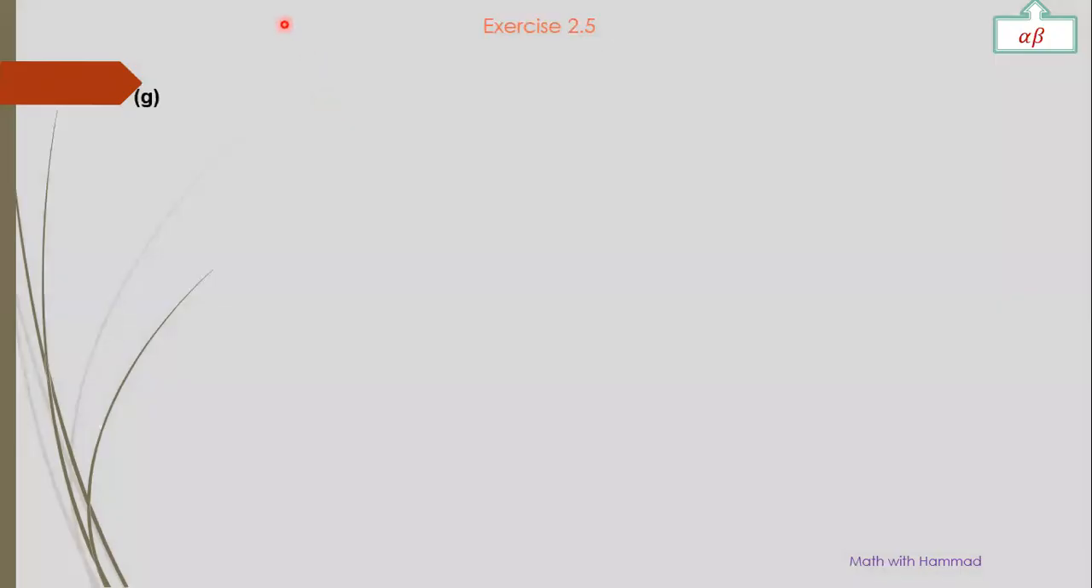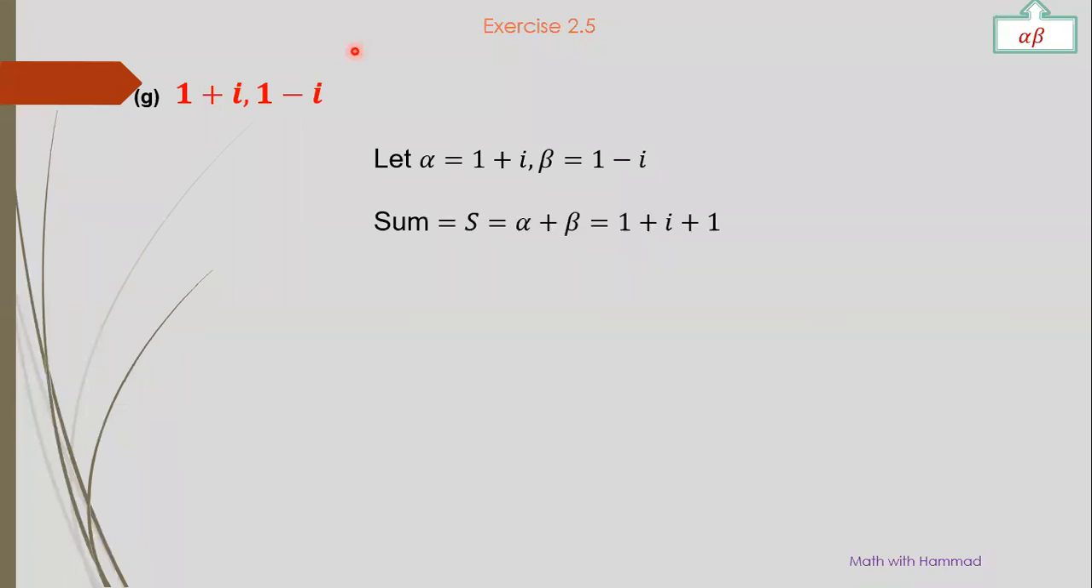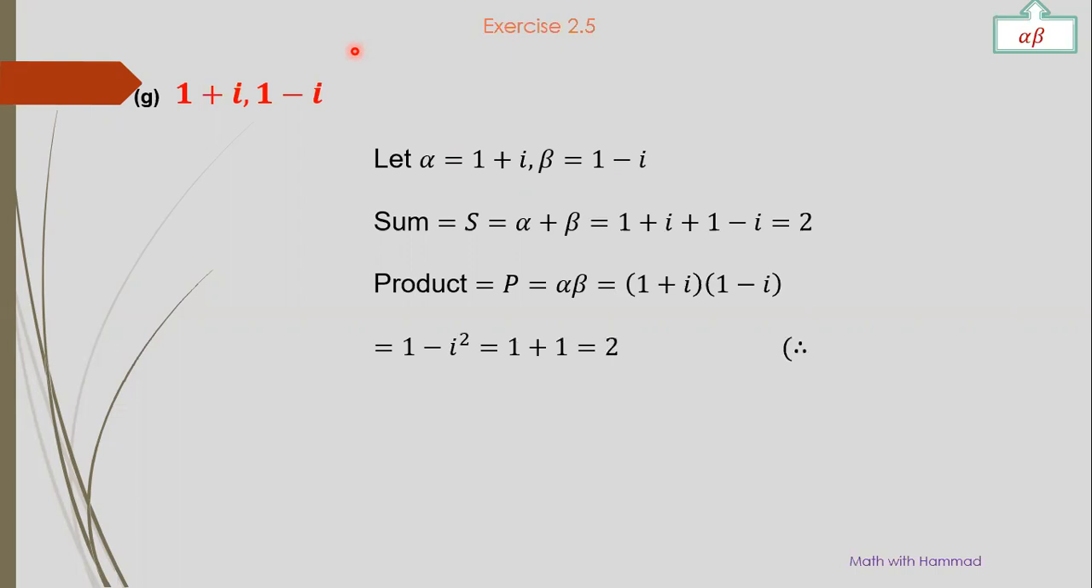Now, next part is 1 plus iota and 1 minus iota, complex roots. Now let alpha is equal to 1 plus iota and beta is equal to 1 minus iota. Sum is equal to s is equal to alpha plus beta is equal to 1 plus iota plus 1 minus iota. Iota and iota cancel out, we will get 2. Product is equal to p is equal to alpha into beta, 1 plus iota multiplied by 1 minus iota is equal to 1 square minus iota square. And what is the value of iota square? Iota square is minus 1. So 1 plus 1 we will get 2.